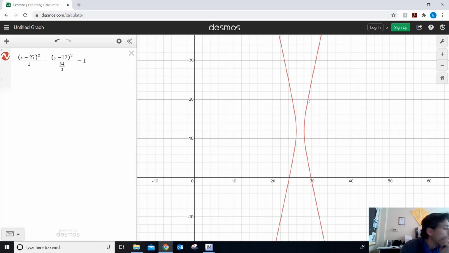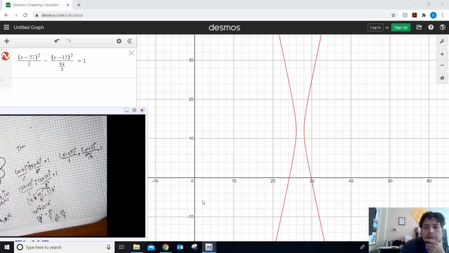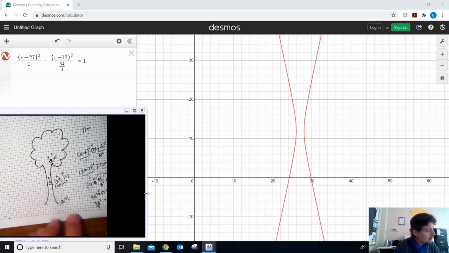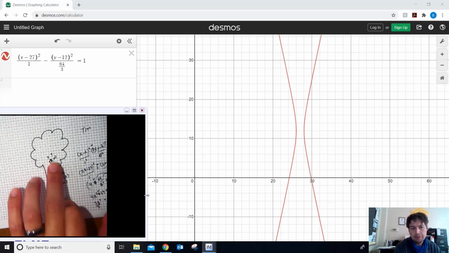It did. What I have to do is I have to do some restrictions on this hyperbola. I only want the tree trunk to be drawn. If you look back at my piece of paper over here, for a low y value of 4 to a high y value of 20.